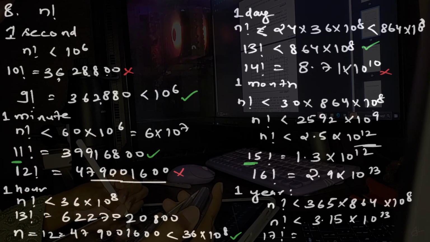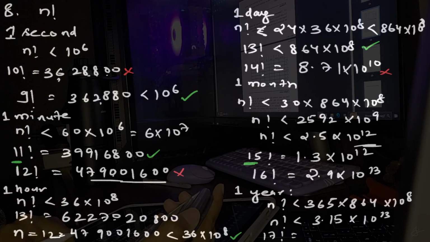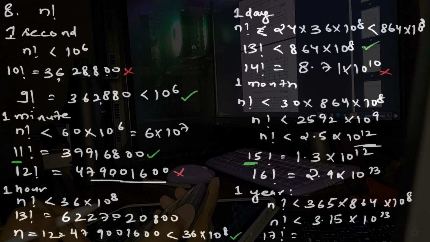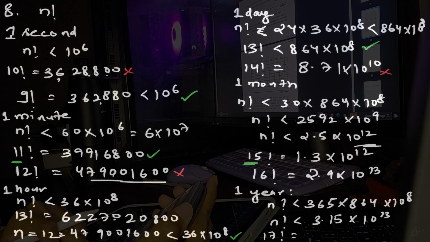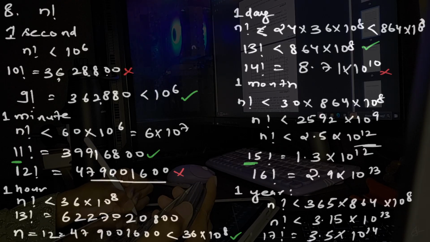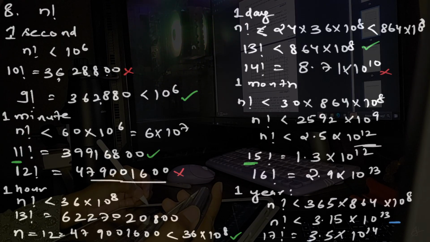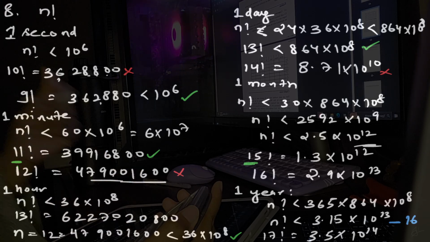So 17 into 16 into 15 into 14 into 13 into 12 into 11 into 10 and so on. It is 3.5 into 10 to the power of 14. So obviously for 1 year, the sorted value for n is nothing but 16.